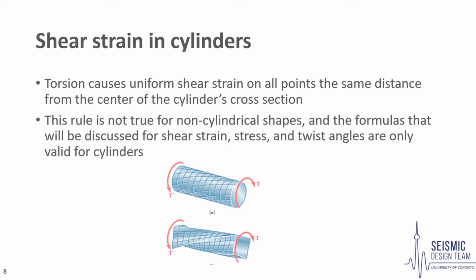When considering torsion in the context of this course, we only consider it for cylinder elements, as stated earlier. This is because torsion causes different gammas between points at an equal perpendicular distance from the center of other element shapes, such as, for example, a square. This will make the formulas we will derive soon invalid, as they depend on shear strain being constant at the same perpendicular distance from the cross-section center.